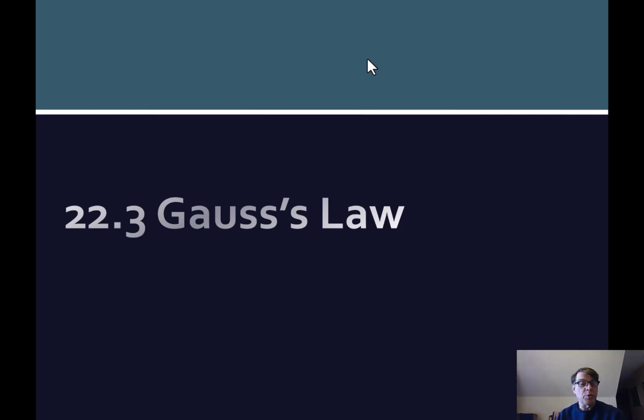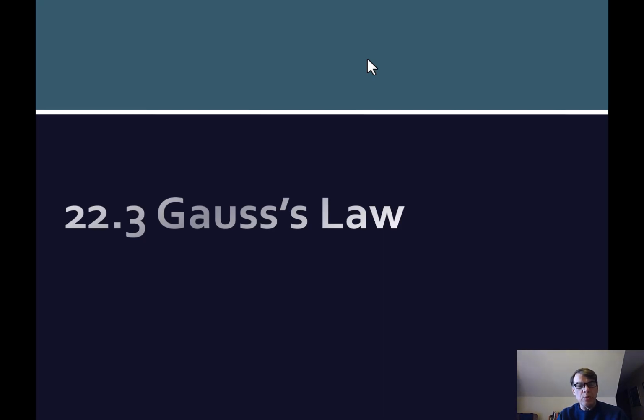And the end of chapter 21 had some pretty complicated computations with regard to how strong the electric field was and so forth. Gauss's law simplifies all that. And even though it has Gauss's name on it, this was systematized by James Clerk Maxwell in the mid to late 1800s.